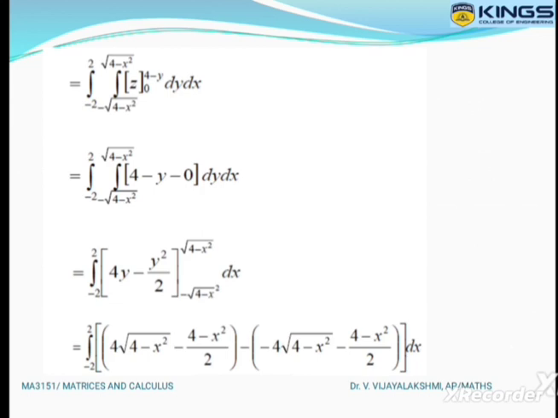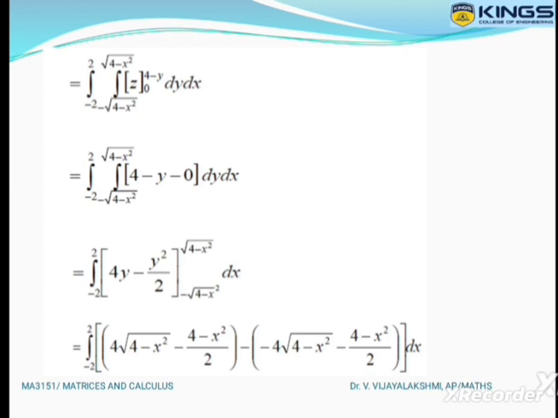Next you have to integrate with respect to y. When you are integrating with respect to y, treat the other variable x as a constant. So integral from minus 2 to 2 of dx is a constant term. The remaining one is integral of 4 minus y into dy. So integral 4 dy is 4y minus integral y dy, which is y squared by 2, over the limit minus root of 4 minus x squared to plus root of 4 minus x squared.